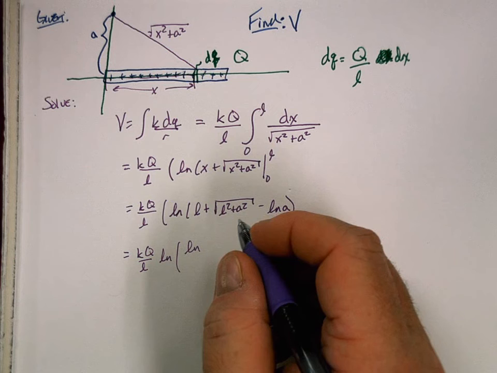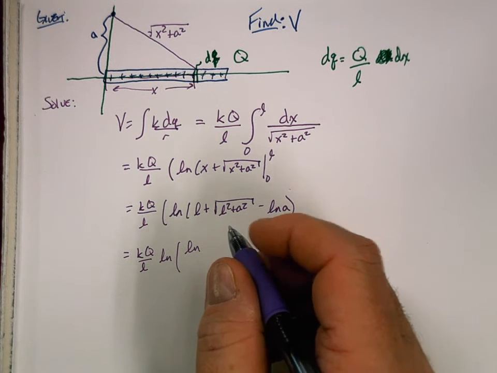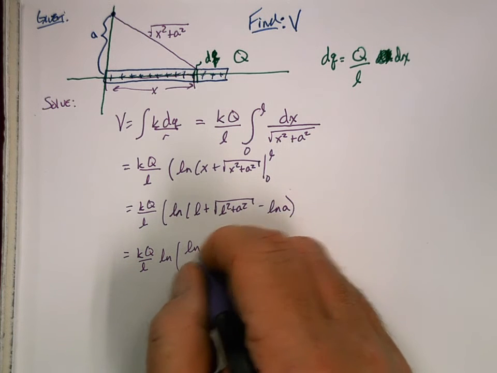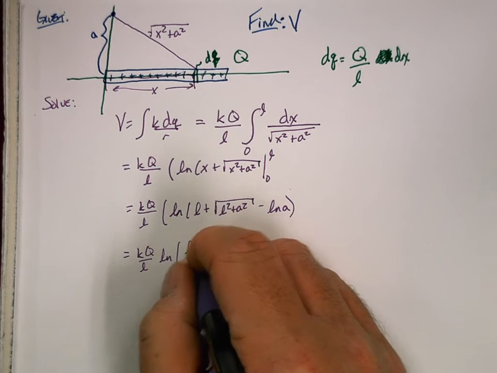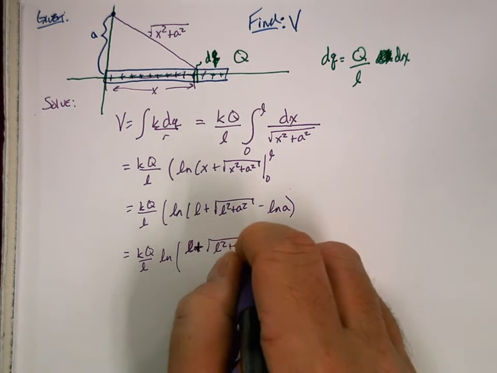Yes, but lambda is a temporary variable. It's not one of the quantities. Oh, not lambda, sorry. L plus the square root of L squared plus a squared, all over a.